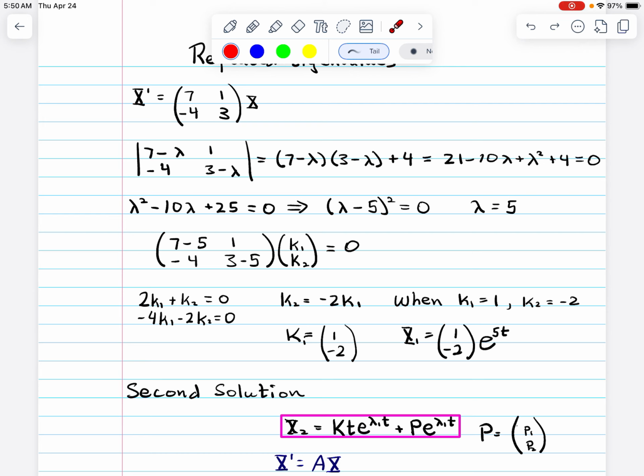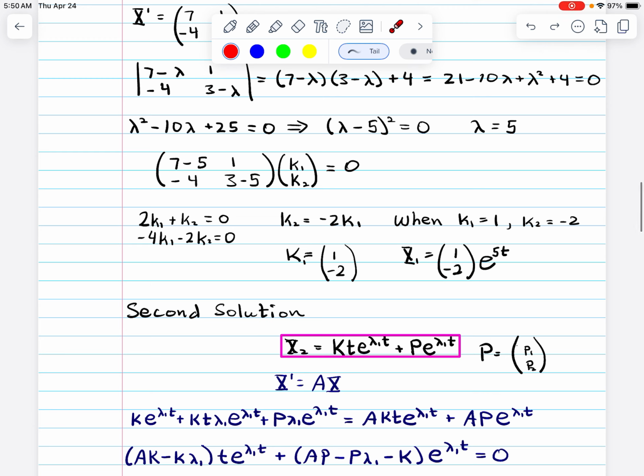Now, we have to find the second solution. So we're going to proceed in a similar fashion to what we did when we were first talking about repeated roots, when we talked about homogeneous differential equations with constant coefficients. So we're going to take that eigenvector, and we're going to take this solution, but we're going to put a t with it. So it's going to be k t e to the 5t, like this.